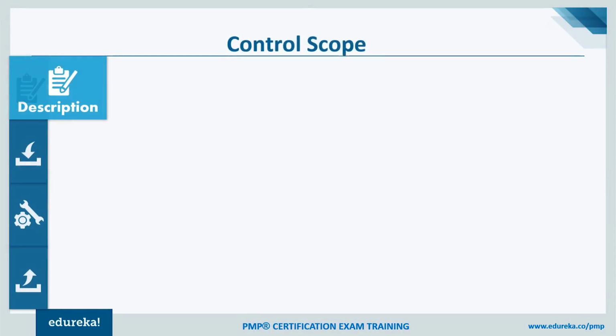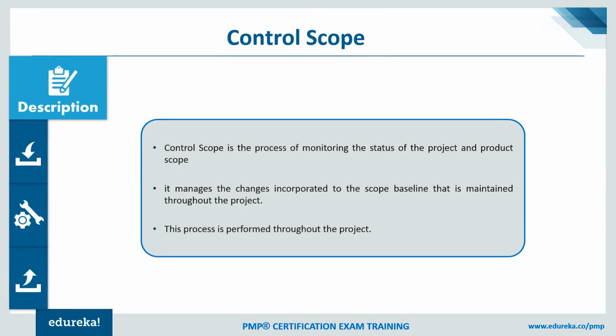As part of control scope, we'll look into, first of all, what is it really? This comes as a part of the monitoring process, and this is where we try to monitor the status of the project and product scope. Whatever changes there are need to be incorporated into the scope baseline, which is maintained throughout the project. As we've discussed already, once we have defined the scope, we also have to come up with the scope baseline. Once it is baselined and agreed, if there is any change over and above, it has to go through a change process. That's the part of your control scope and monitoring.